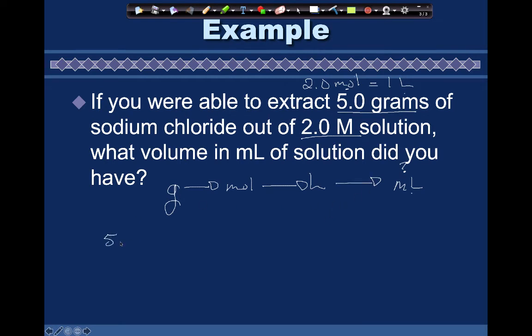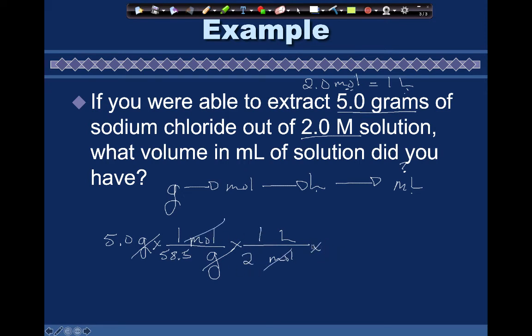So I have 5 grams. Follow the map. Moles on top first, grams on the bottom. 1 mole, and we're still using sodium chloride, so it's 58.5. That's just because it's sodium chloride. Follow the map. Okay, so now we go to liters. So liters on top, moles on the bottom. And we have a conversion factor between moles and liters. So there are 2 moles for every 1 liter.